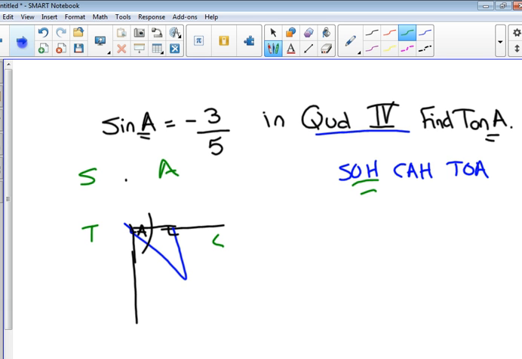Remember, negative isn't the distance, it's because of what quadrant you're in, or the direction. So for sine we wanted opposite over hypotenuse. Opposite would be 3, hypotenuse would be 5. How can we figure out this missing piece? If you know 2 out of the 3 sides, a squared plus b squared equals c squared. Good. Remember the hypotenuse always has to be c.